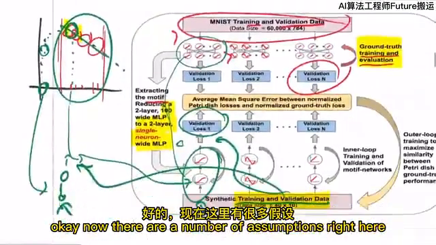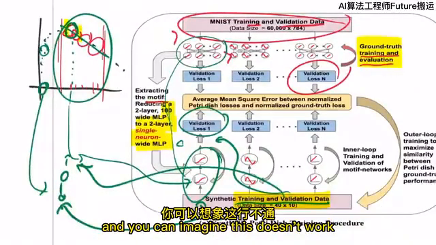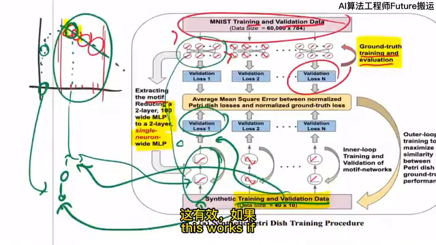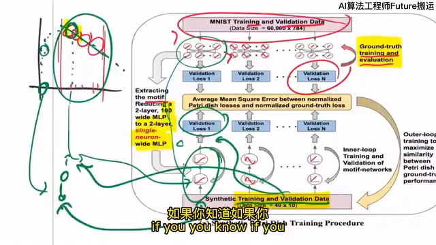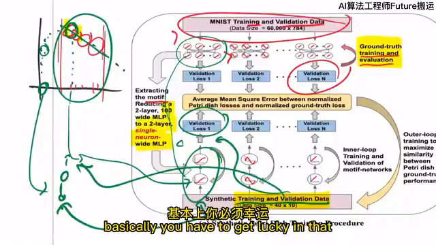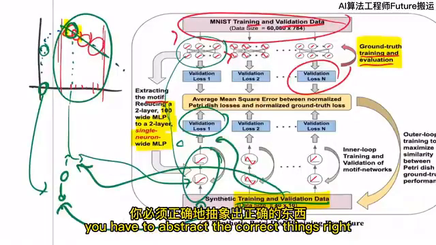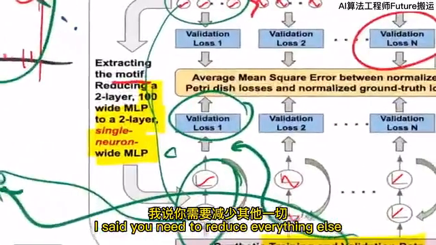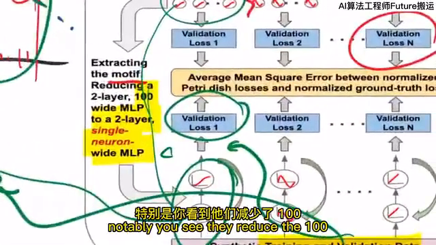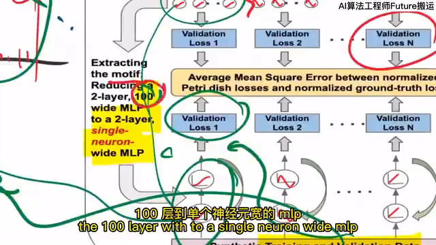Now, there are a number of assumptions right here, and you can imagine this doesn't work in any situation. This works if you basically get lucky in that you have to abstract the correct things. I said you need to reduce everything else, so they reduce, notably, the 100-wide layer to a single-neuron-wide MLP.